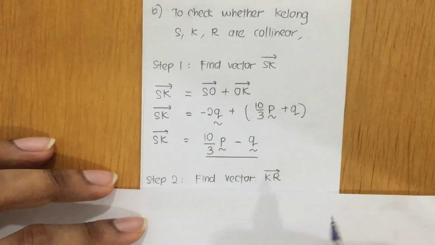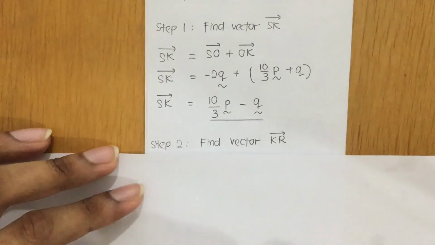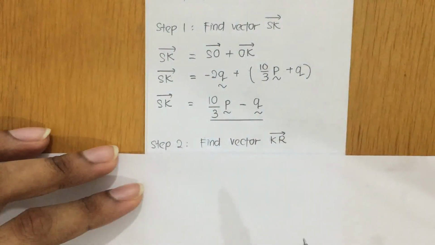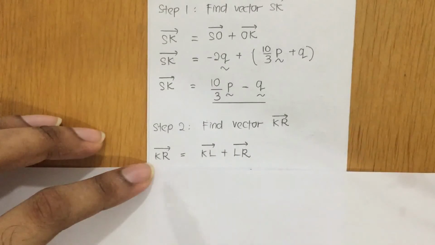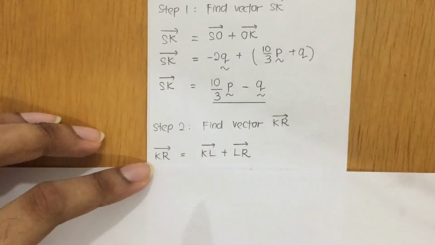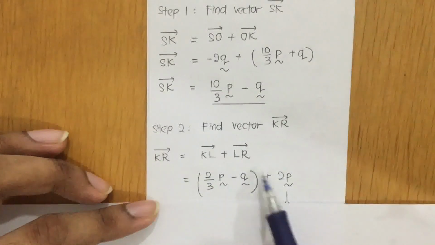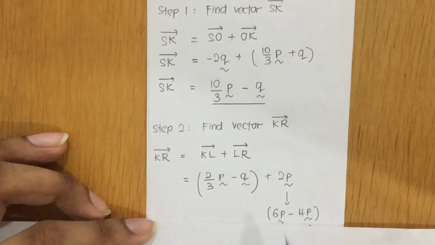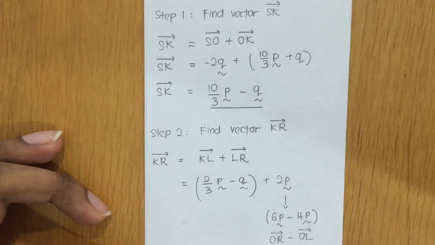For step 2, once you have found vector SK, you can proceed to find vector KR. Once you have identified vector KR, only then can you check whether they are collinear or not. To find vector KR, in this case I use vector KL plus vector LR. Vector KL in this case is 2/3p minus q, and vector LR is 2p. Adding them together, you should get the answer 8/3p minus q.